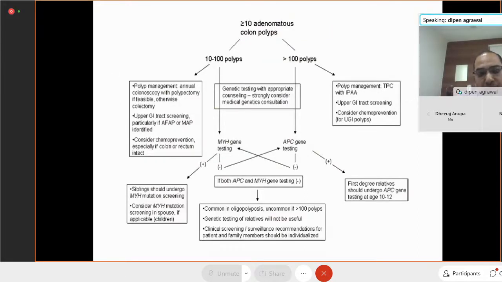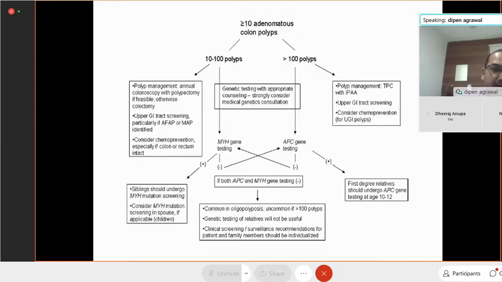So, for the approach to a polyposis patient, generally depending on the number of polyps, if there are more than 100 polyps, the patient most probably has FAP, so we should go for APC gene testing, and when it turns out to be positive, the family members should go for screening. If it turns out to be negative, we go for MYH gene testing, and if it turns out to be positive, then the siblings and spouse should be screened for the mutation. For management, if there are more than 100 polyps, the patient should go for total proctocolectomy with ileal pouch anastomosis. Should we go for upper GI tract screening?